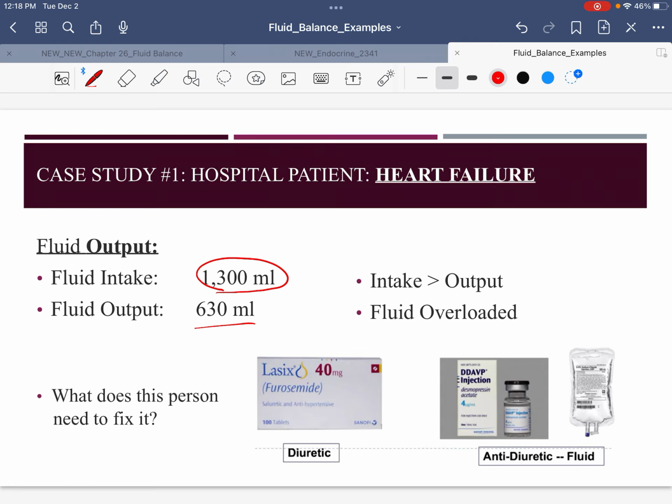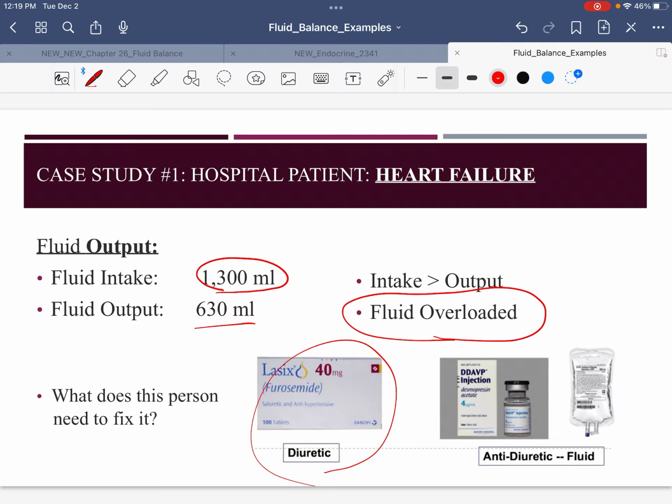If I can't pee enough, I'm going to be retaining more fluid, and that just tends to put more pressure on the blood vessels, more pressure on the heart. Fluid overloaded is not a good thing. Would this person want a diuretic or an antidiuretic? If they're fluid overloaded, they would want a diuretic to help their kidneys get rid of more.